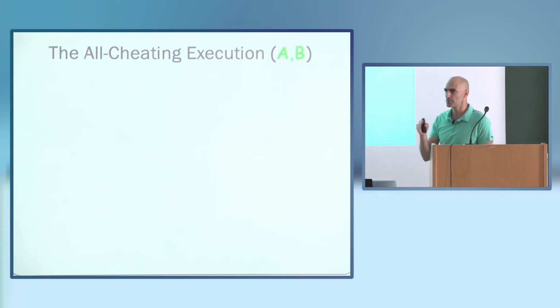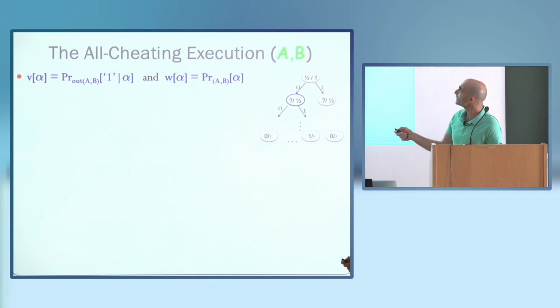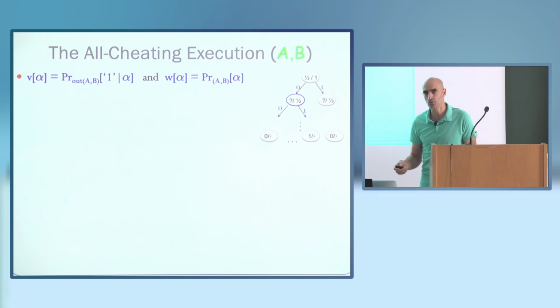Actually, the other type is handled very similarly. So what am I going to tell you? I'm going to tell you that this attack, this protocol, does not deviate too much from the actual distribution. Specifically, recall that V of alpha is the game value, and W of alpha is the probability in an honest execution to arrive at alpha.